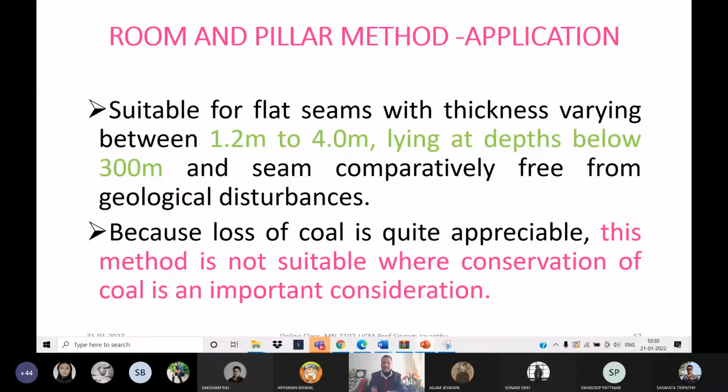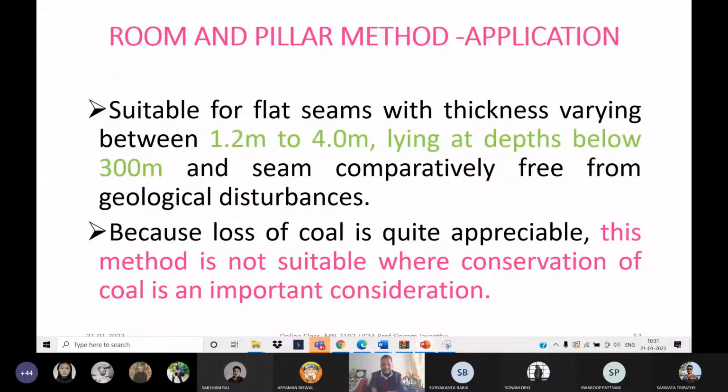Anybody want to add? Sir, myself Suryakant. Sir, a thick seam is relative, where the maximum efficiency of coal mining can be achieved among all the seams. Very good.